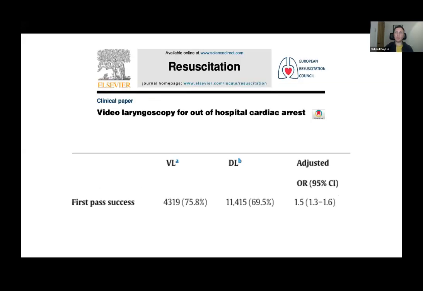Those papers are all from in-hospital settings. This is more typical of what we expect from the papers around pre-hospital settings. This is a retrospective review of reported data from an electronic database in the US. It includes 22,000 intubations after out-of-hospital cardiac arrest. Obviously you can see there's an improved first pass success rate with videolaryngoscopy versus direct laryngoscopy.